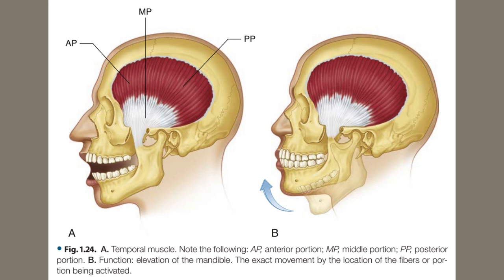When the temporal muscle contracts, it elevates the mandible, and the teeth are brought into contact. If only portions contract, the mandible is moved according to the direction of those fibers that are activated. When the anterior portion contracts, the mandible is raised vertically. Contraction of the middle portion will elevate and retrude the mandible.